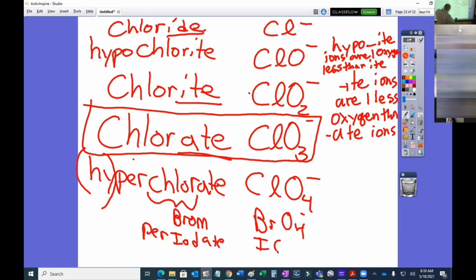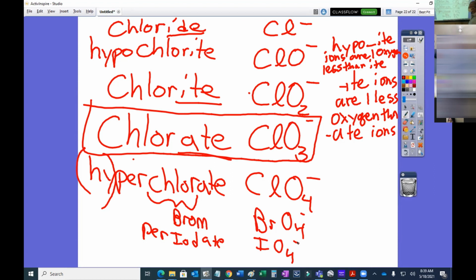IO4. And when it becomes an ion, it becomes periodic. I mean, when it becomes a compound, it becomes periodic. So guys, right there from chlorate, you now know 20 ions, because each halogen is worth 5. Actually, 25, because there's 5 naturally occurring halogens. Does anybody online have a question?